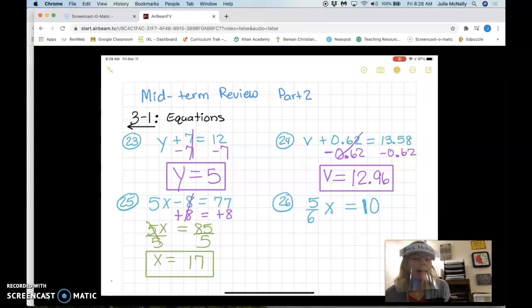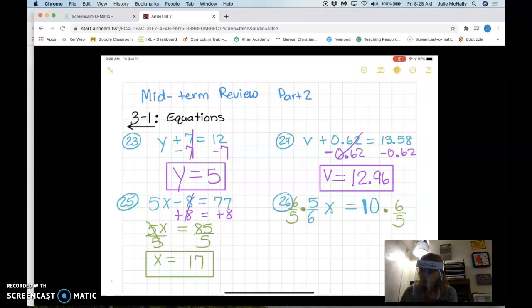So number 26, whenever you have a fraction, you have to flip it and multiply. So I'm going to flip the fraction and multiply, and whatever I do to one side, I have to do to the other. On this side, these end up canceling out. They end up equaling 1. So we're just left with x.